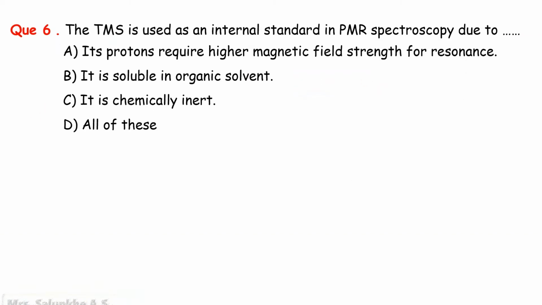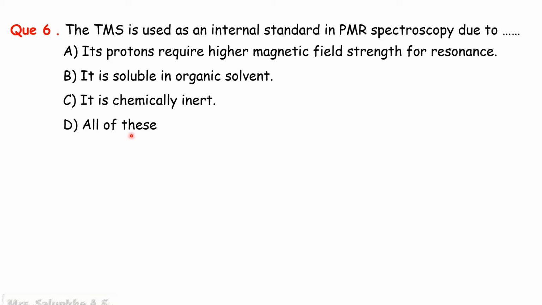Then next example, question number 6. TMS is used as an internal standard in PMR spectroscopy due to, and the reasons are like this: its protons require higher magnetic field strength for resonance, it is soluble in organic solvent, it is chemically inert, and all of these.